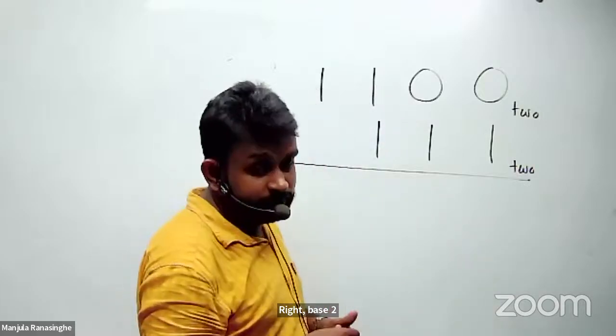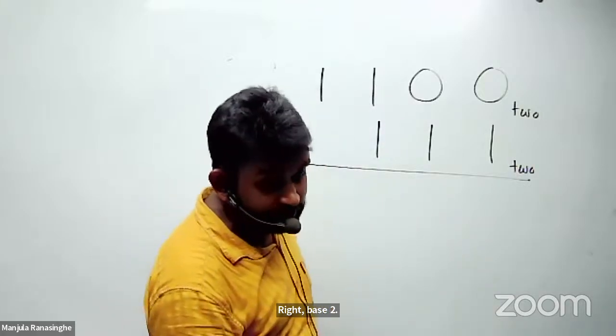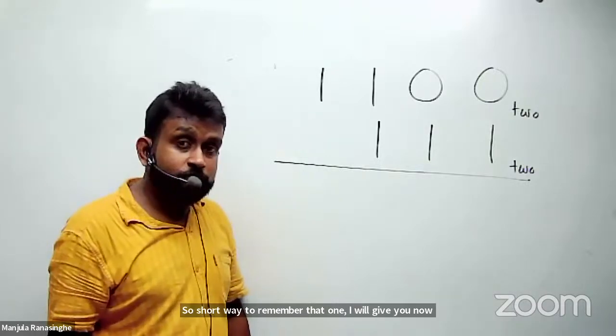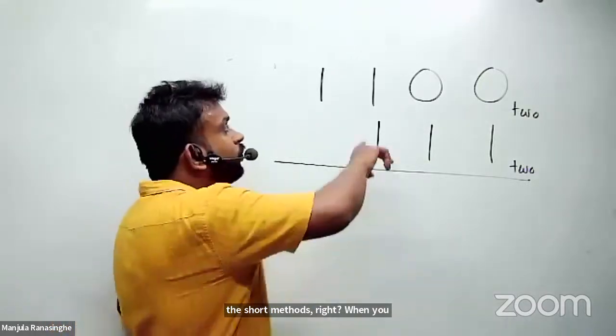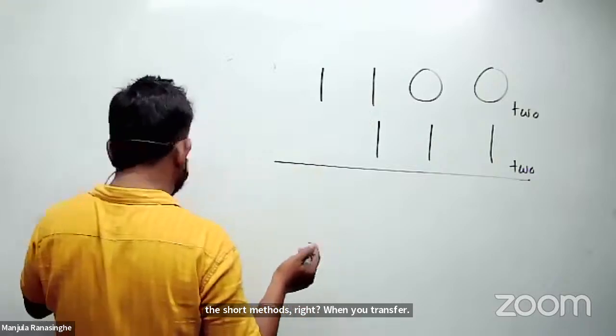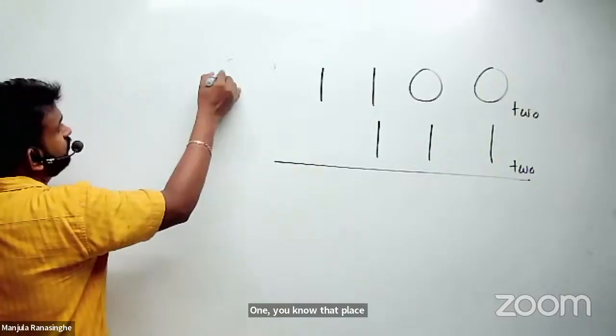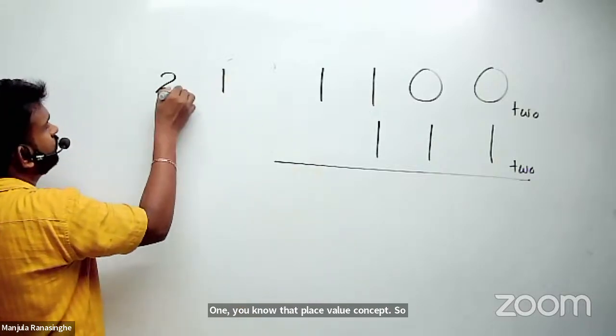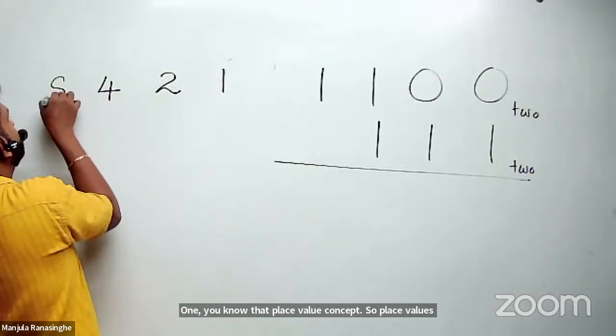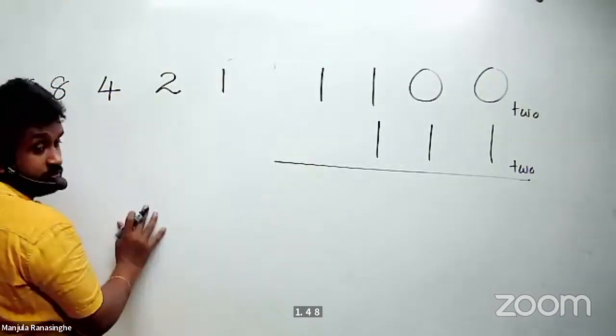So to remember that, I will now give you the short method. When you transfer one, you know that place value concept. See the place values: 1, 2, 4, 8, 16. Can you see this?